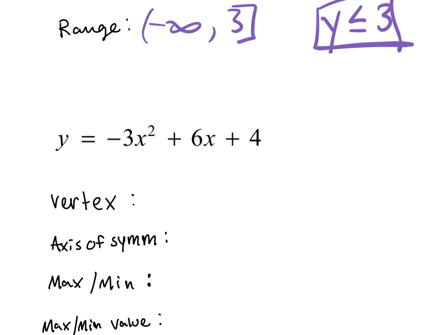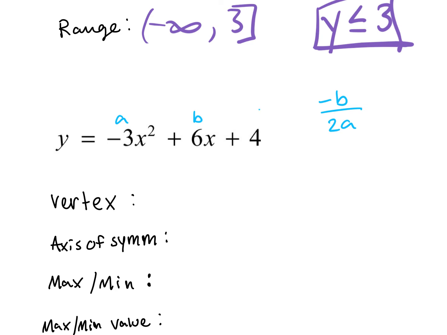Looking at the next one. This one's in standard form. How do I find my vertex? First, you've got to do h is negative b over 2a. Sorry, negative b over 2a.